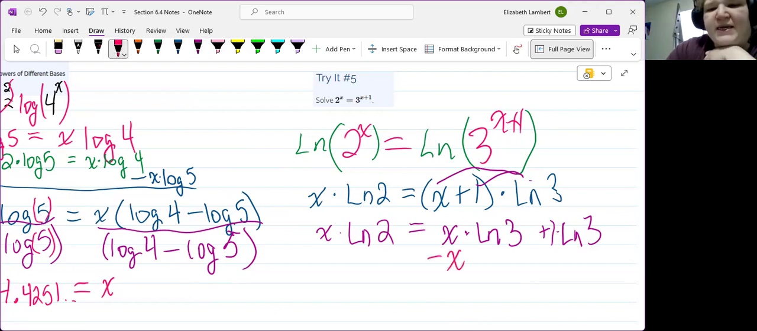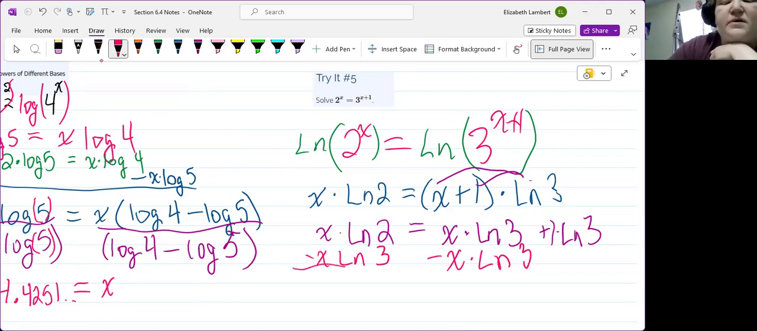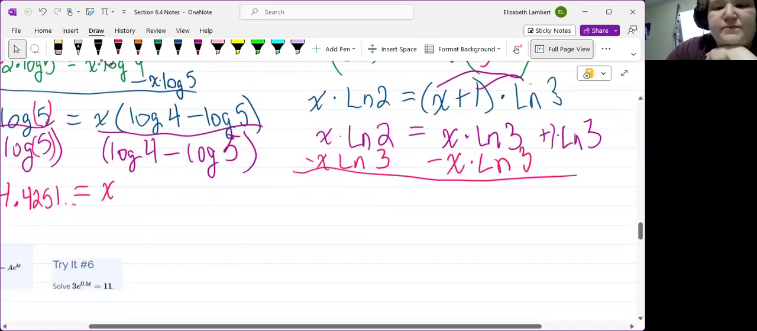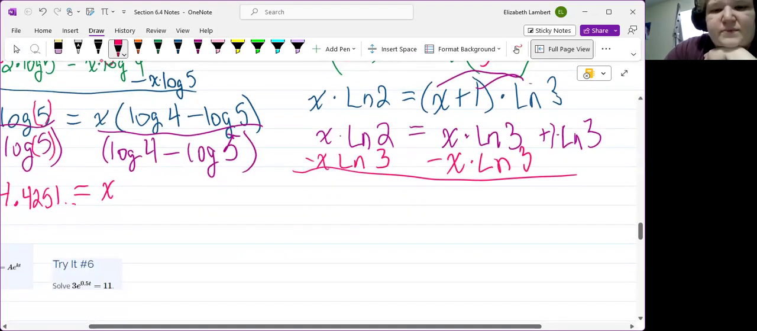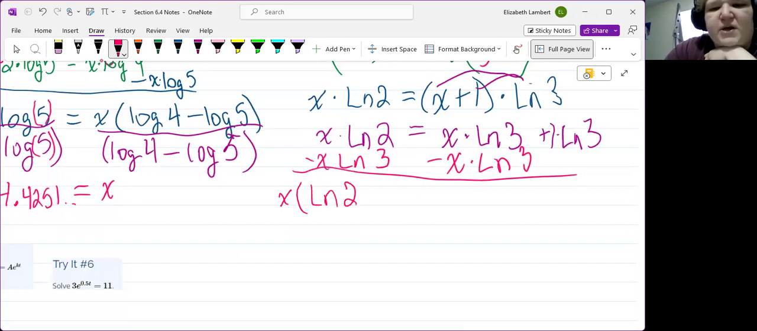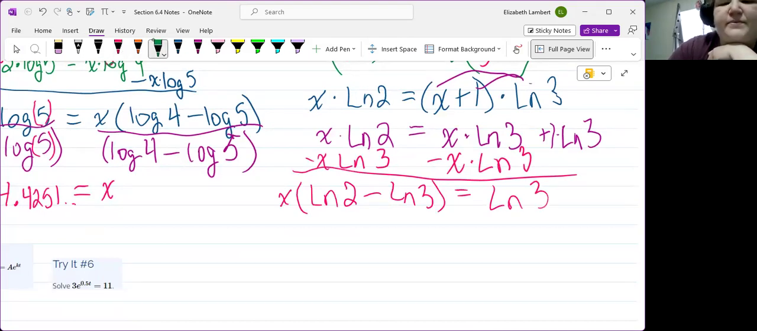All right, now I'm going to subtract x times natural log 3. So x times natural log 2 minus, I put the x up front, times natural log 3 equals the natural log of 3. And divide by the stuff next to x.